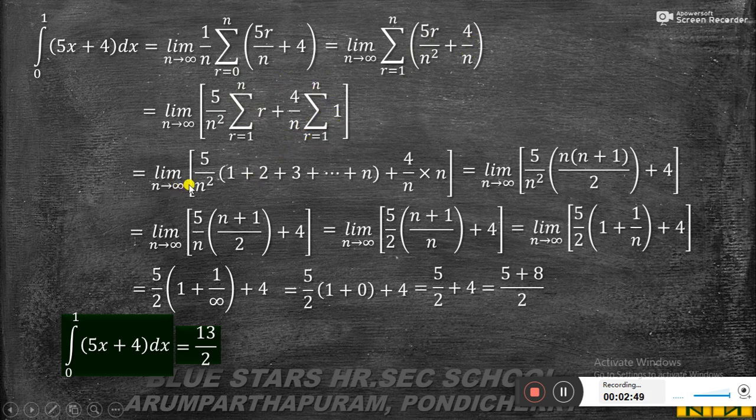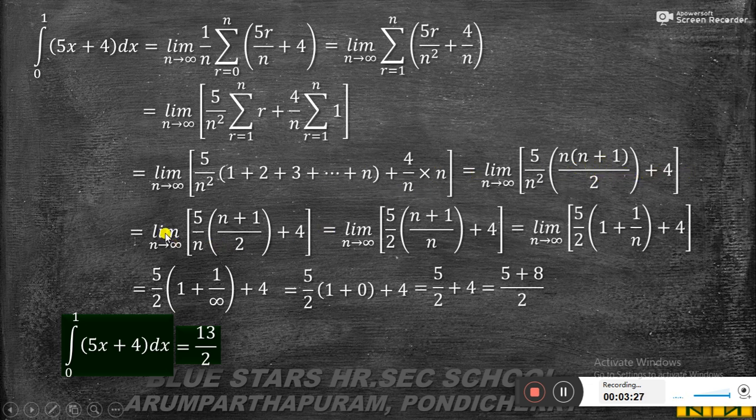You see, limit n tends to infinity 5 by n square into, now I give the values, r equal to 1, 2: 1 plus 2 plus 3 up to n. Plus next 4 by n into 1 plus 1 plus 1 up to n times, so the answer is n. Summation of r equal to 1 to n of 1 is n. So the next step, limit n tends to infinity 5 by n square, the sum of the natural numbers 1 plus 2 plus 3 up to n, the formula is n into n plus 1 by 2, plus 4 by n into n, n cancelled, plus 4.